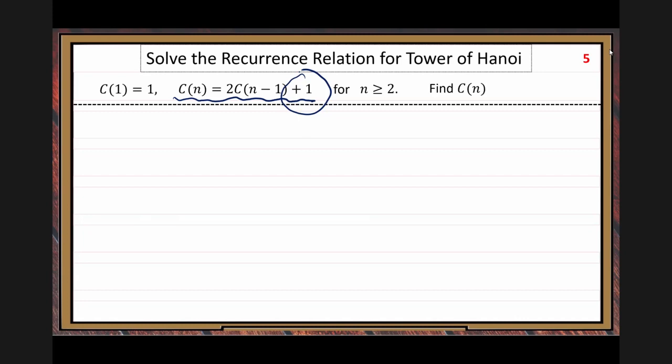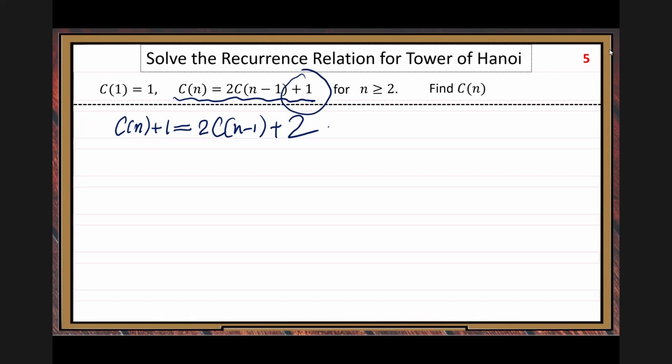How to fix that? Here, we need to use some simple operation to make both sides have the same structure. How to do it? Add 1 to both sides, right? That's the equivalent operation. So let us add 1 to both sides. The left-hand side, we have C of n plus 1. The right-hand side, we have 2 C of n minus 1 plus 1 plus 1, which equals 2. Why is this important? Remember our goal, we want both sides to have the same structure. After we add 1, the left-hand side has plus something. Both sides have plus something.